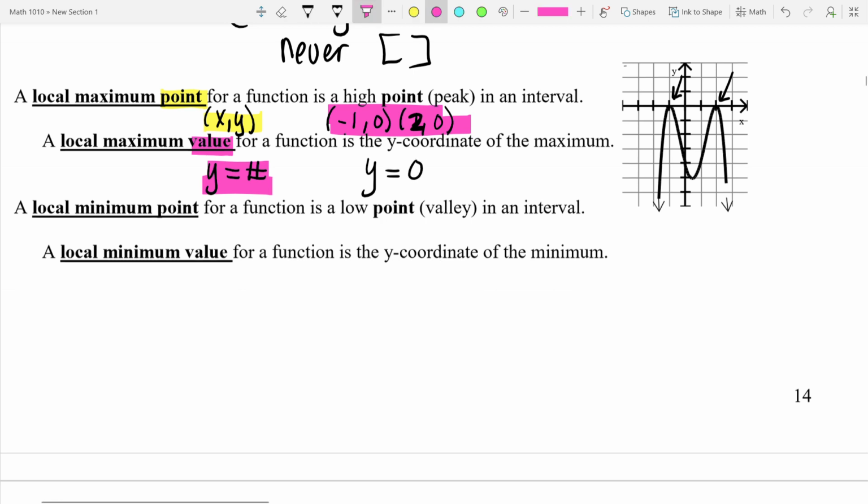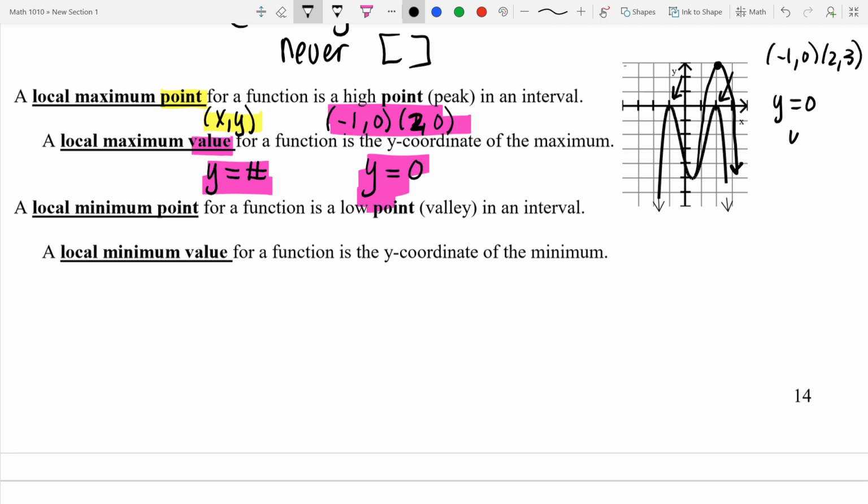Okay, now I'm going to throw a little twist in here. Everybody listen to this. What if this guy went up to here? Okay, don't change yours, just watch. What if it went up like that? Then I would have 2 local maximums. They would be (-1, 0) and (2, 3). Those would be local maximum points. I would have 2 local maximum values, which are y equals 0 and y equals 3.